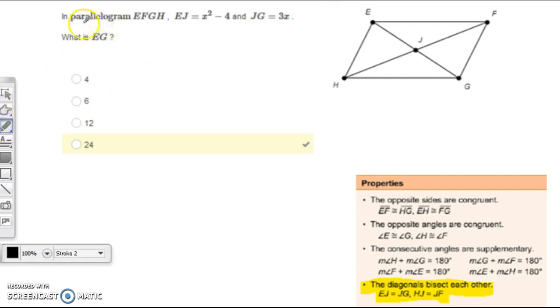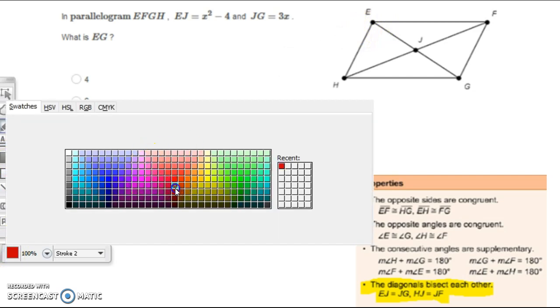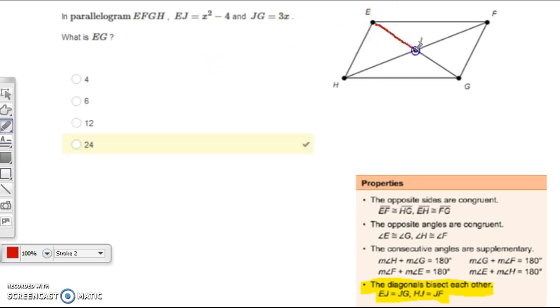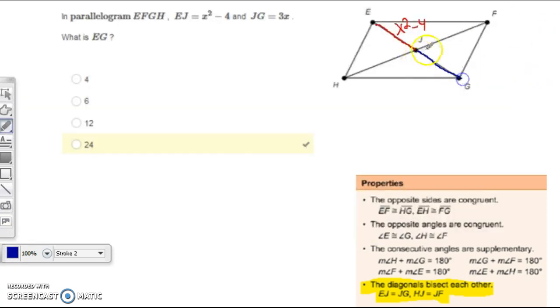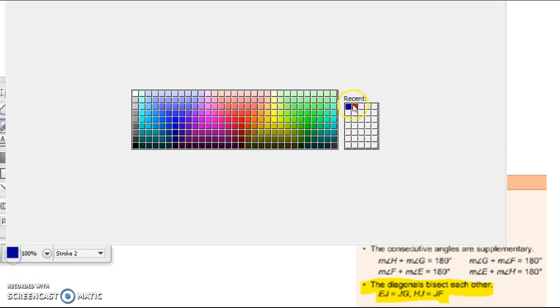It says that this is a parallelogram and that EJ, let me color code that, is x squared minus 4. And then JG is 3x. And we know that in a parallelogram, the diagonals bisect each other. So we know that that's cut in half. We know those two pieces are going to be equal to each other. So what we can do to solve this is we can set those two equal to each other.